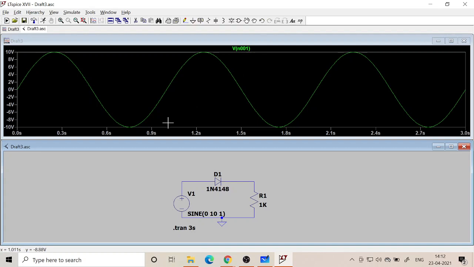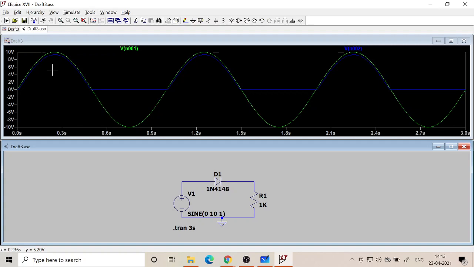Now we also want to see what the output voltage will be, which is the voltage across the resistance. So you bring the cursor again there, and click there. So here it is, your output has come. All the positive cycle will remain, all the negative cycle is removed. You can also see that the positive cycle is not exactly following the input positive cycle. The negative cycle is completely cut off, and there is a slight discrepancy.